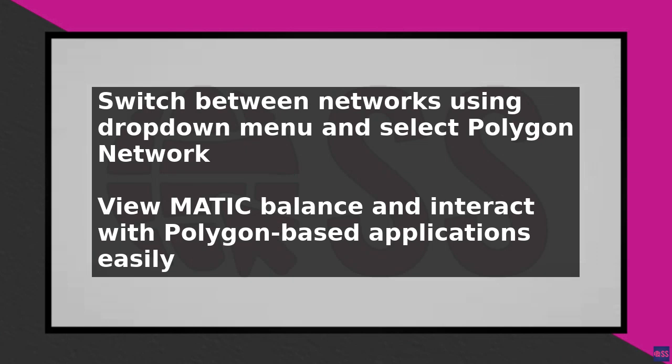It is essential to note that the Polygon network is a sidechain that uses a proof-of-stake consensus algorithm, which provides faster and cheaper transactions compared to the Ethereum mainnet. This makes it an attractive option for developers and users who want to build and interact with decentralized applications without the high transaction fees associated with the Ethereum mainnet.